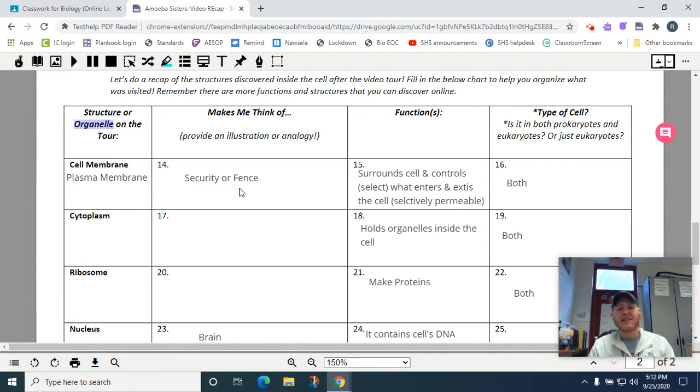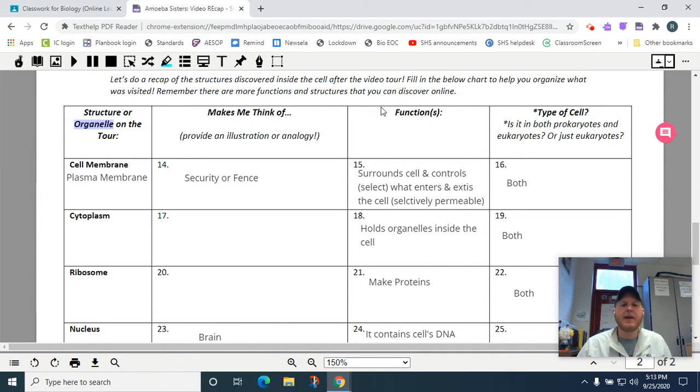Some we have really good examples. Some you may put whatever you're thinking. So time to get started here. So the first thing we have is the cell membrane. Now, sometimes you see it called the cell membrane. Sometimes it'll be called the plasma membrane. It just depends on what we're looking at. We're talking about the same thing.